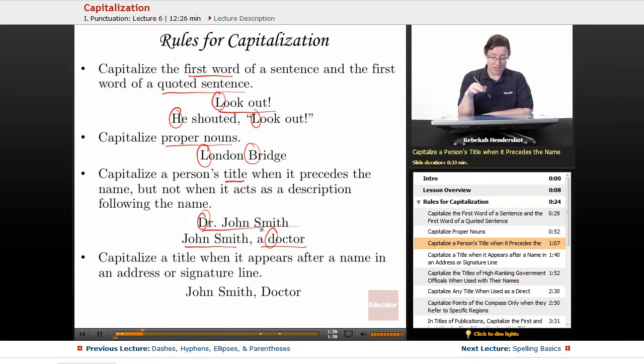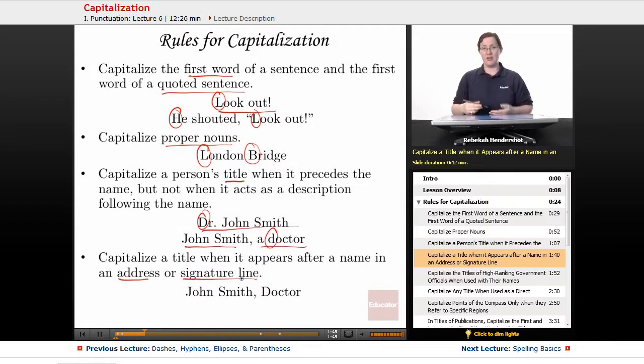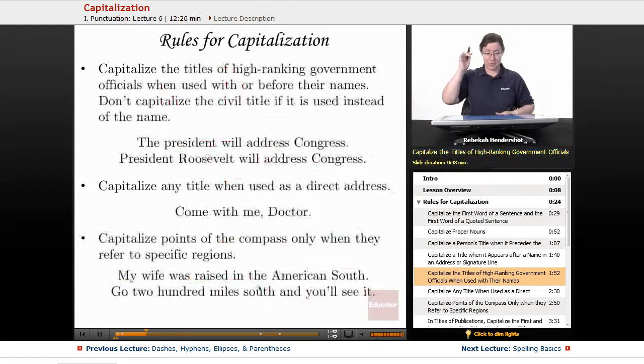Next, you capitalize a title when it appears after a name in an address or a signature line. So if he is signing a letter, John Smith, Doctor, then you capitalize the D. But that's a fairly limited use.